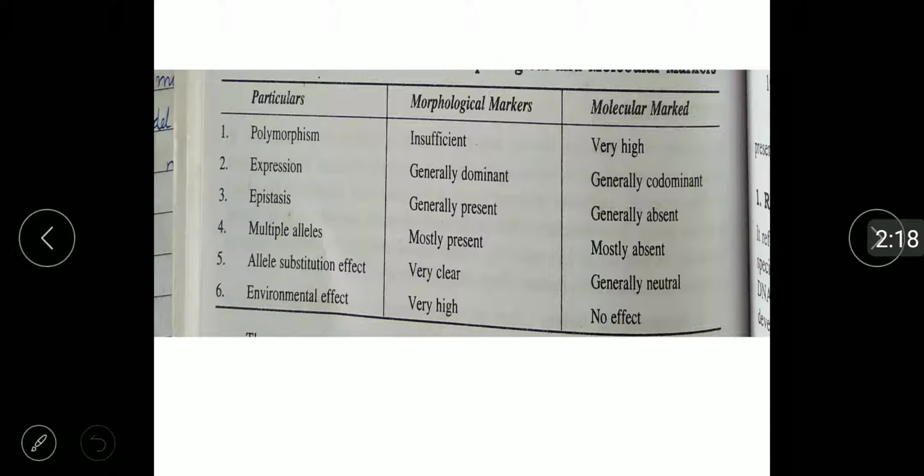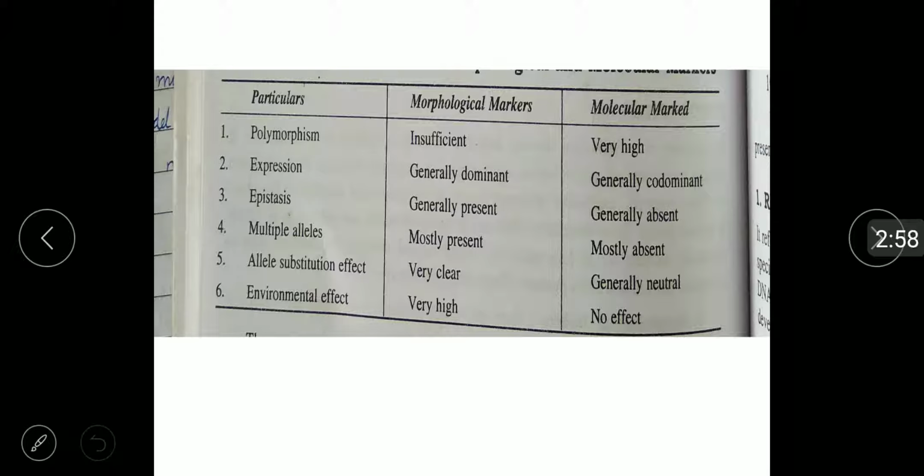polymorphism, because polymorphism means that it should show a slight difference in all the genotypes. After doing an experiment with markers, it should show slight differences. Polymorphism should be present in all the genotypes, so we should see a slight alteration. And expression is generally dominant in morphological markers, and molecular markers are generally co-dominant.